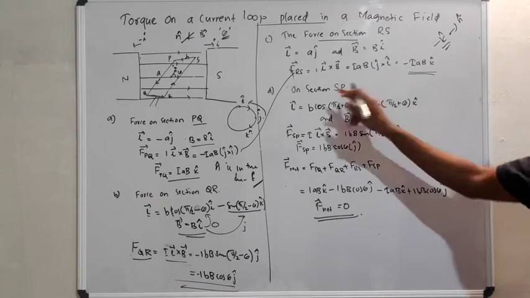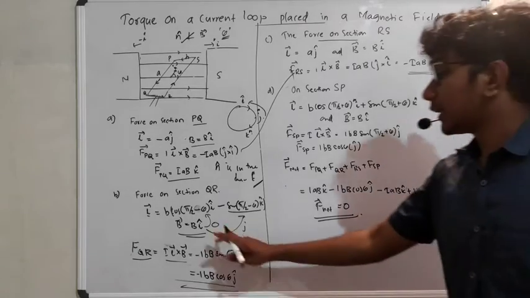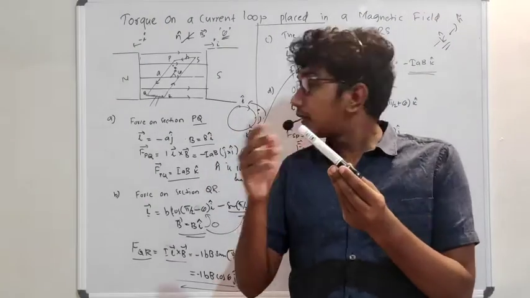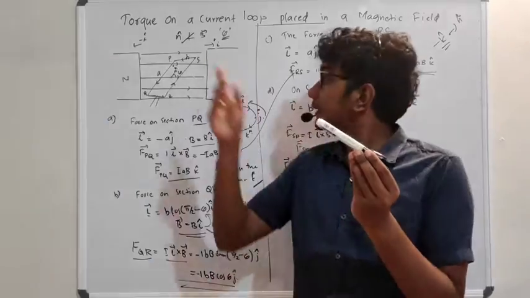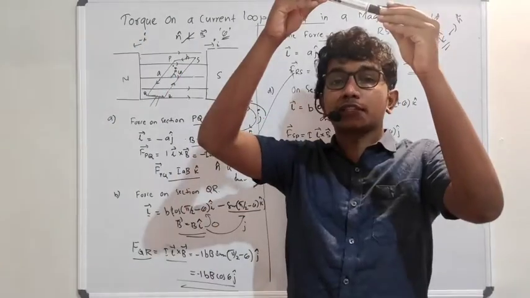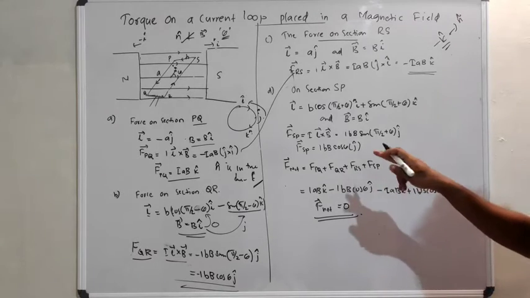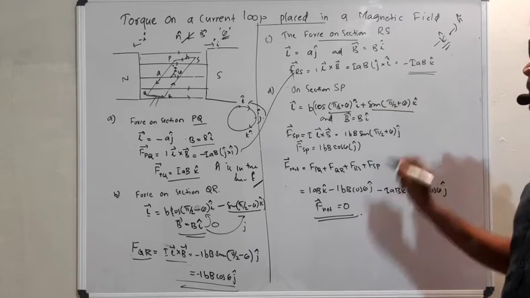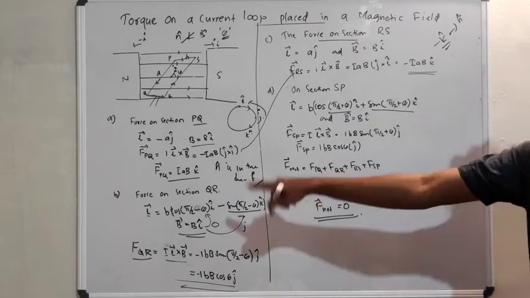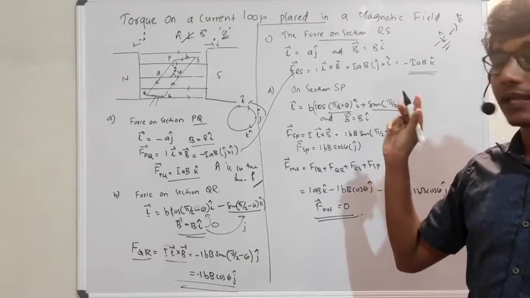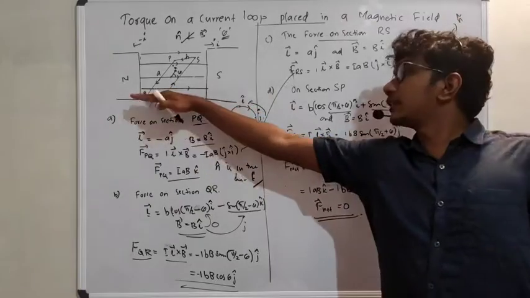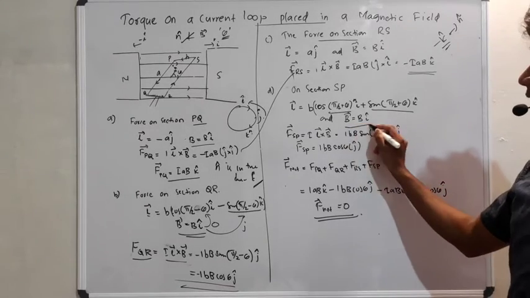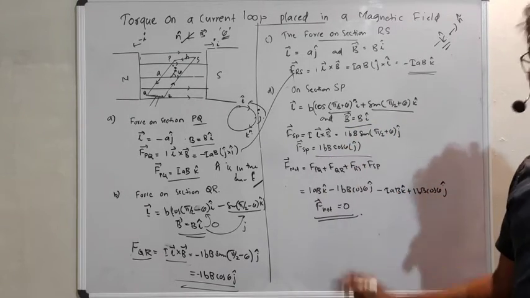Then section SP, similar to this. As I told you, QR will be residing like this, and SP will be in the opposite direction. So it will be B cos(pi/2 + theta) i, sin(pi/2 + theta) k. One is minus and here it is plus, the only difference. That is very obvious, because this one will be like this and that one will be opposite in direction. B is equal to B i. Take the cross product, it will be I L B cos theta j.